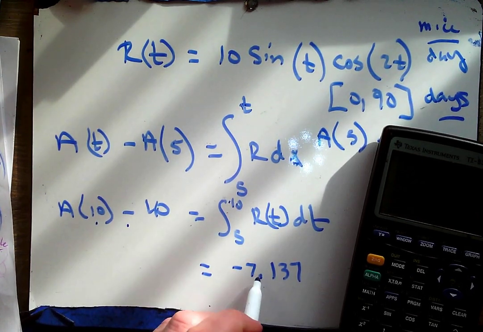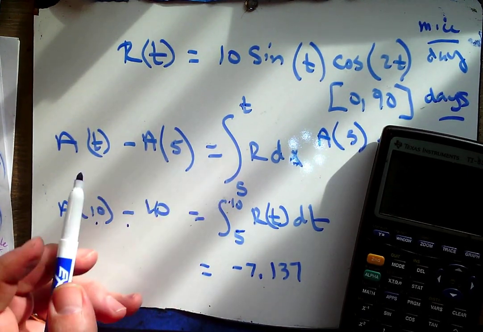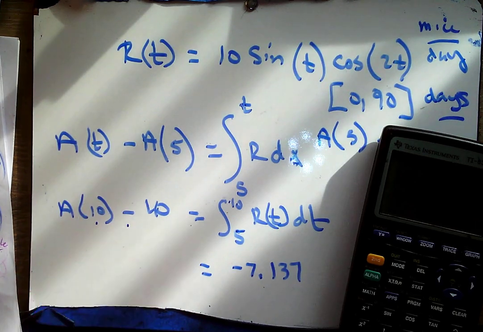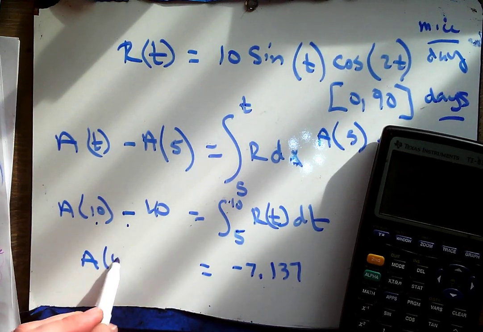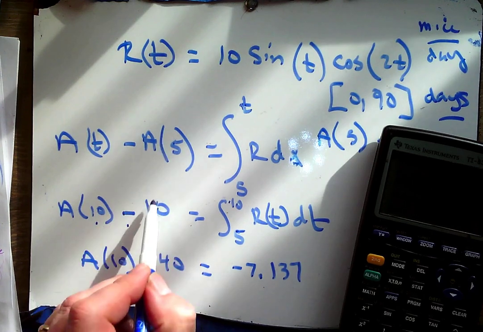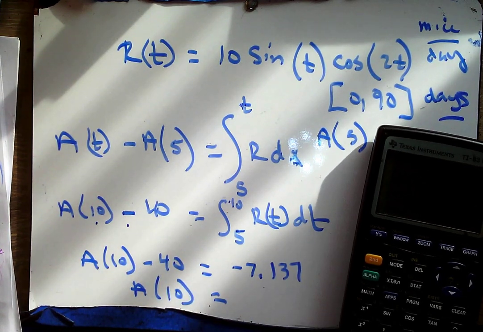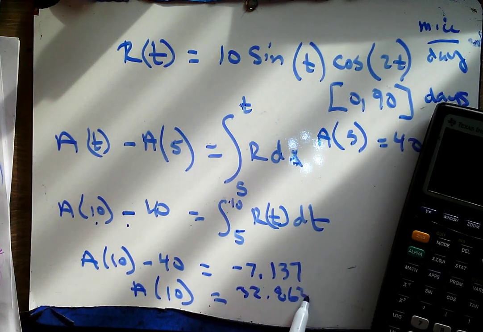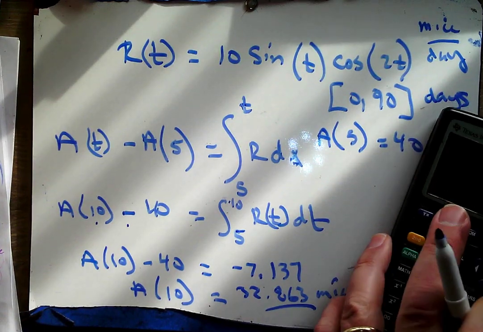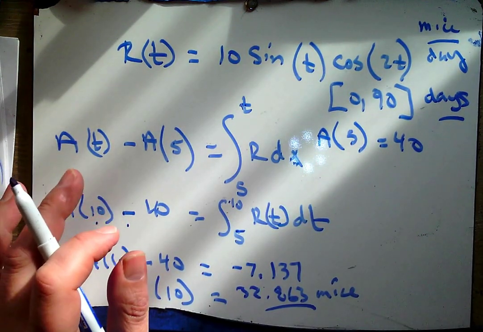So this number here, minus 7.137, this is the change in population. The population of mice went down by 7.137 mice between day 5 and day 10. The hungry cat. Maybe the mice died. Maybe they moved to another place. I just know that the population went down by 7. And remember, that's A of 10 minus 40. This is that initial amount, or at least the amount at t equals 5. So when I add 40 to both sides, I can find the number of mice at 10 by adding 40. And so I get 32.863 mice. And how do I have 0.863? It was a terrible accident. I think it had something to do with a carving knife.